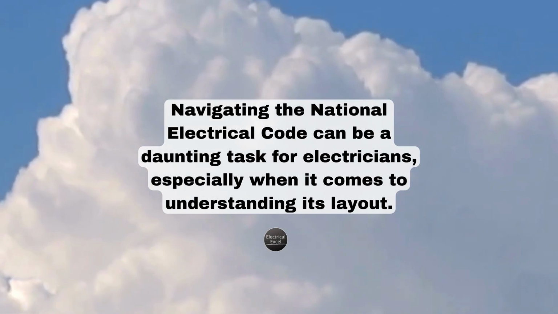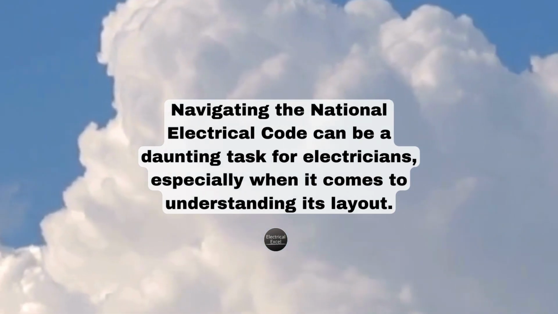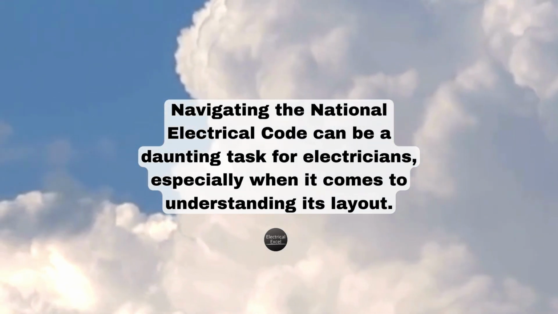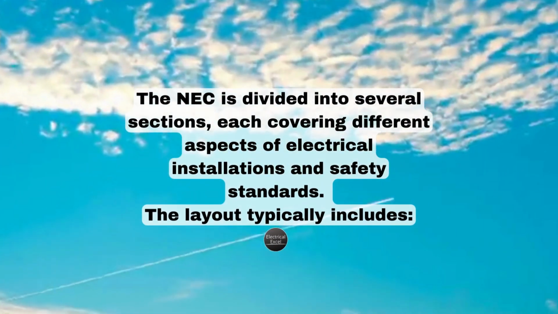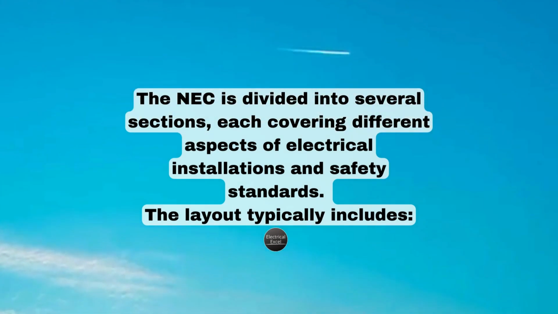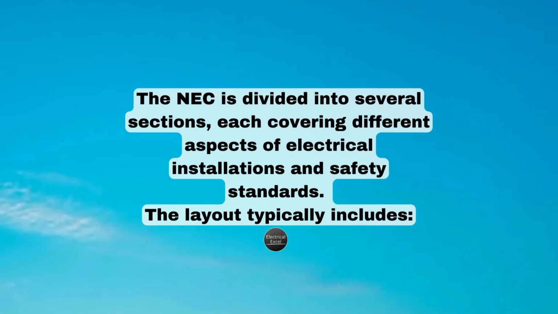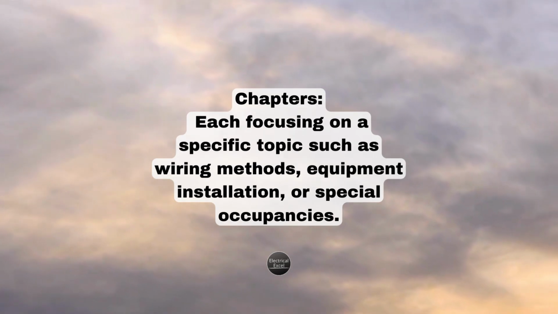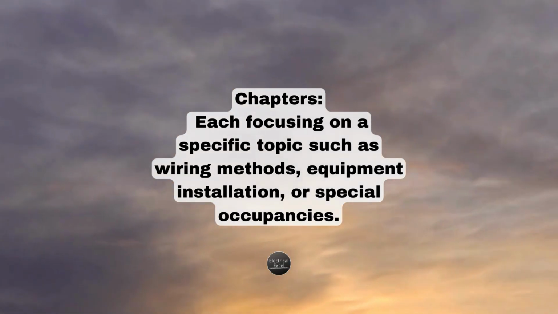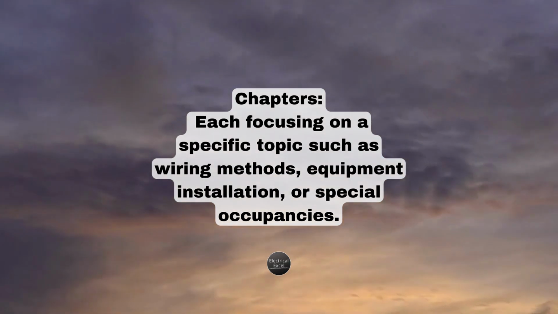Navigating the National Electrical Code can be a daunting task for electricians, especially when it comes to understanding its layout. The NEC is divided into several sections, each covering different aspects of electrical installations and safety standards. The layout typically includes chapters, each focusing on a specific topic such as wiring methods, equipment installation, or special occupancies.